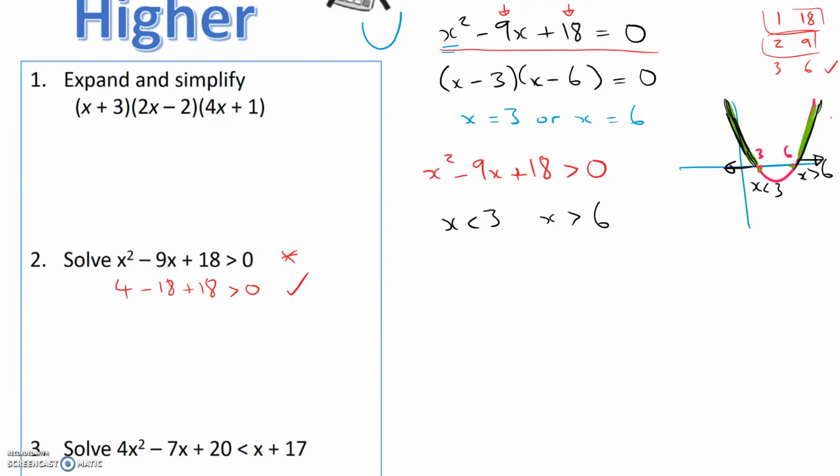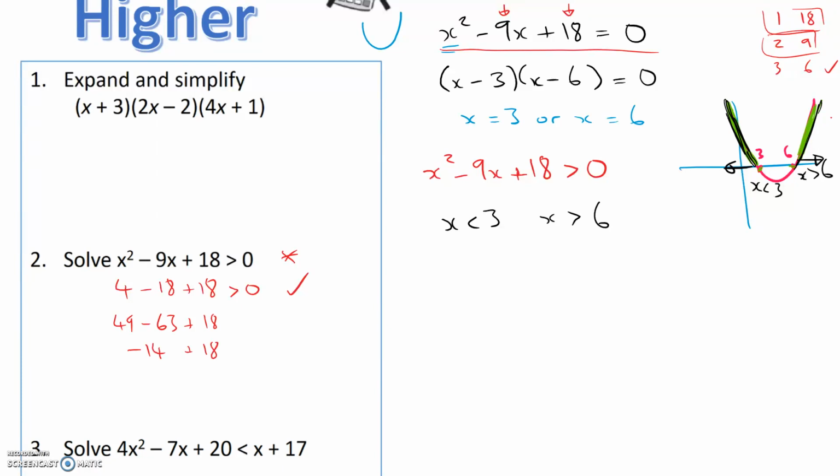Okay, what about x is greater than 6? Well, maybe x could be 7. That should work in the equation. So let's put that in. 7 squared is 49. Subtract, what are we doing? 9 sevens. Okay, so we've got 63. Plus 18. Okay, does this work out? 49 subtract 63, I think that's negative 14 plus 18.